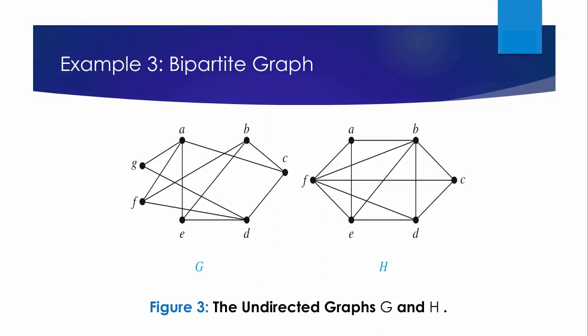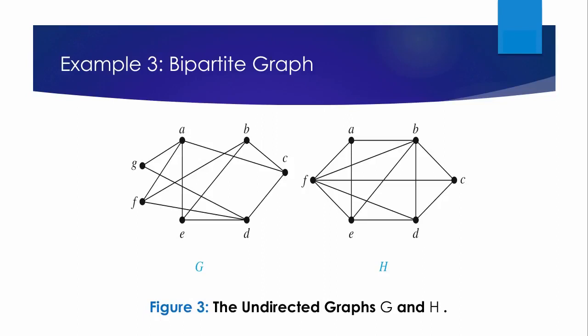Note that for G to be bipartite, it is not necessary that every vertex in {A, B, D} be adjacent to every vertex in {C, E, F, G}. For instance, B and G are not adjacent. Now, graph H is not bipartite because its vertex set cannot be partitioned into two subsets so that the edges do not connect two vertices from the same subset. The viewer should verify this by considering the vertices A, B, and F.